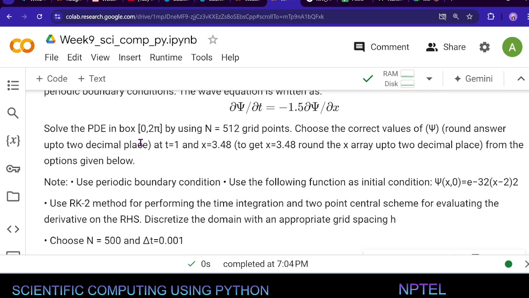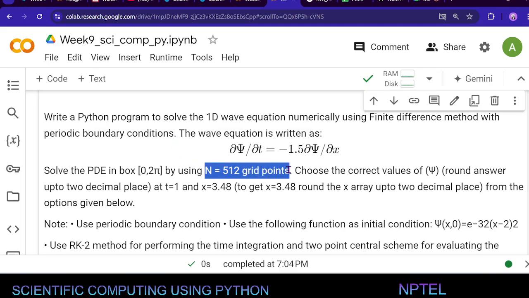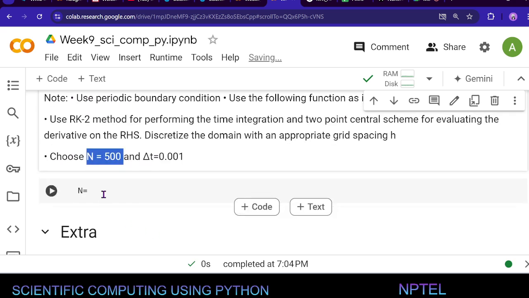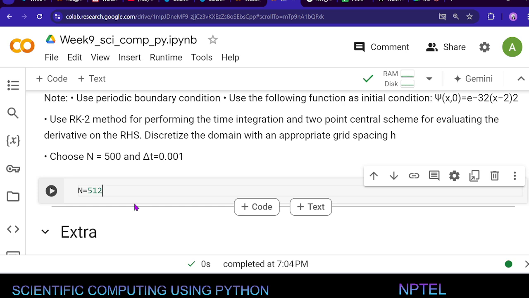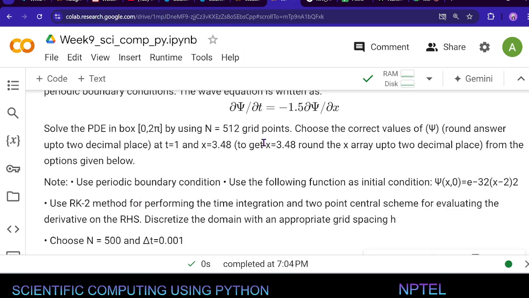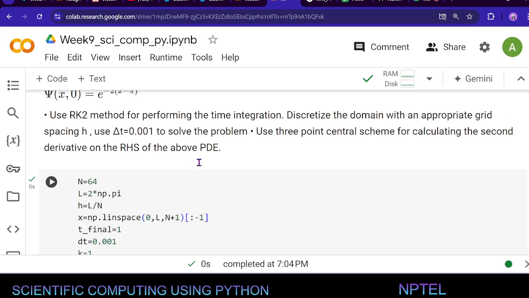Okay, so the first thing, there is one confusion. Initially, it says n is equal to 512 grid points, blah blah blah. Then at the end, note and choose n is equal to 500. So we don't really know which to choose. We might get slightly different answers. So let's start with n is equal to 512, and L is the same thing, 0 to 25 feet. In fact, let me just copy paste it.